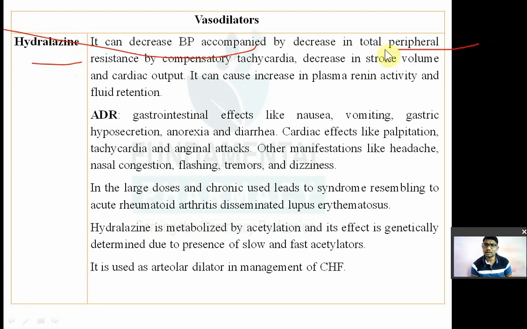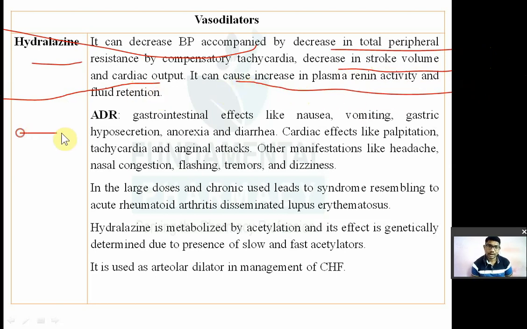So obviously ये blood pressure decrease क्यों करते हैं? Because they decrease the peripheral resistance. And compensatory tachycardia, decrease in the stroke volume, cardiac output. They decrease the stroke volume and cardiac output also because they have vasodilating property. It can cause increase in the plasma renin activity and fluid retention. Adverse drug reaction क्या है? GIT adverse effects like nausea, vomiting, diarrhea हो गए.